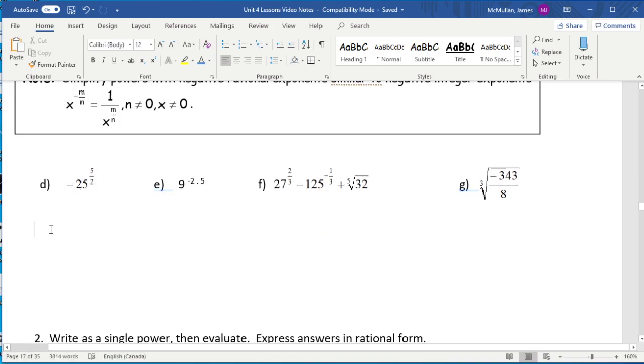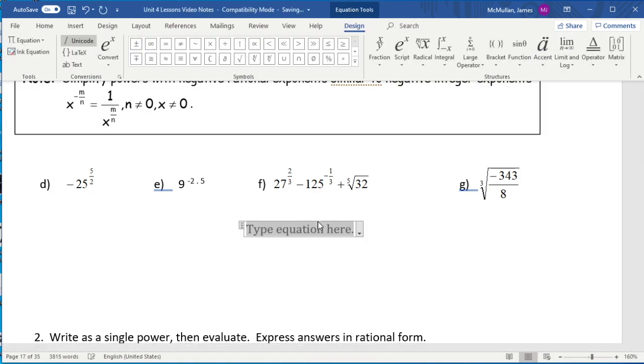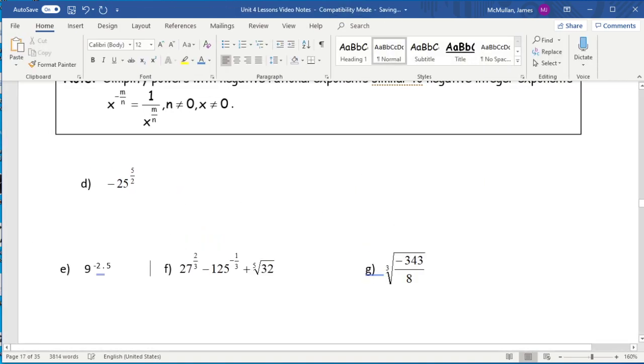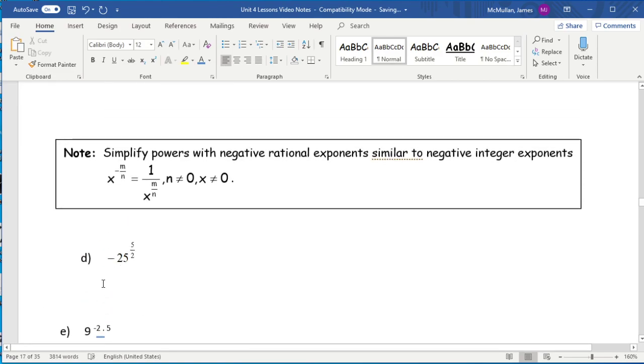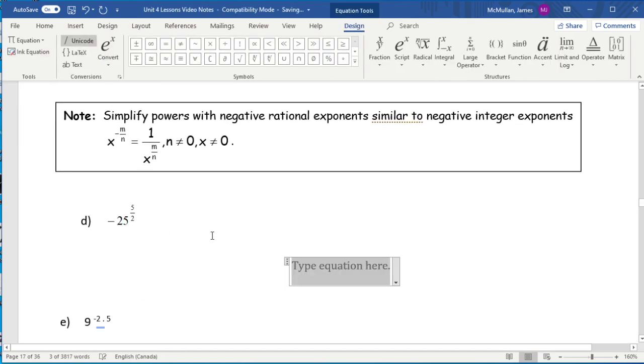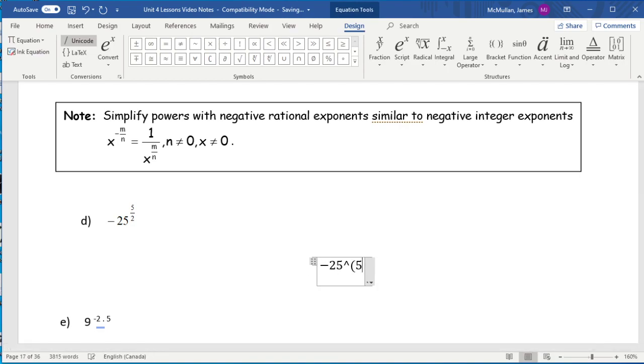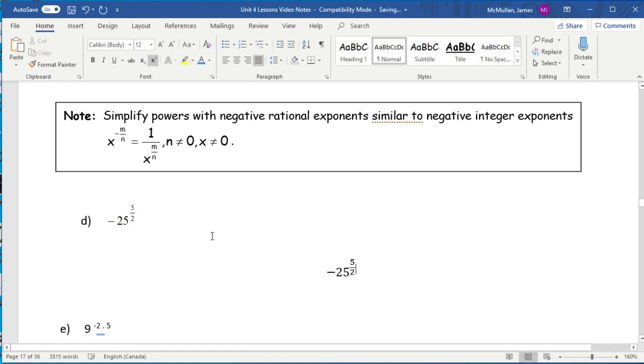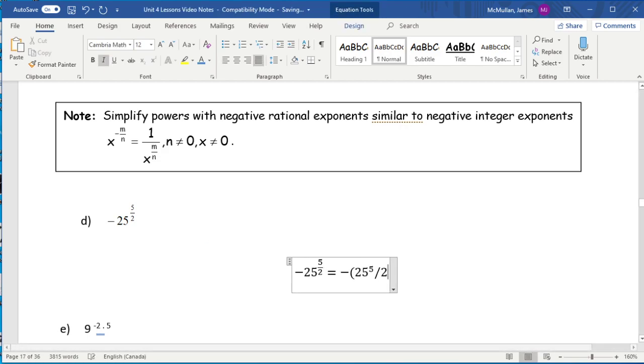Okay, negative 25 to the 5 over 2. Now, in this question, the negative sign, so let's just separate these into different rows. The negative sign is not in the bracket. So you're going to be doing that negative after you do the exponent, right? So you can try to get in the habit of this.